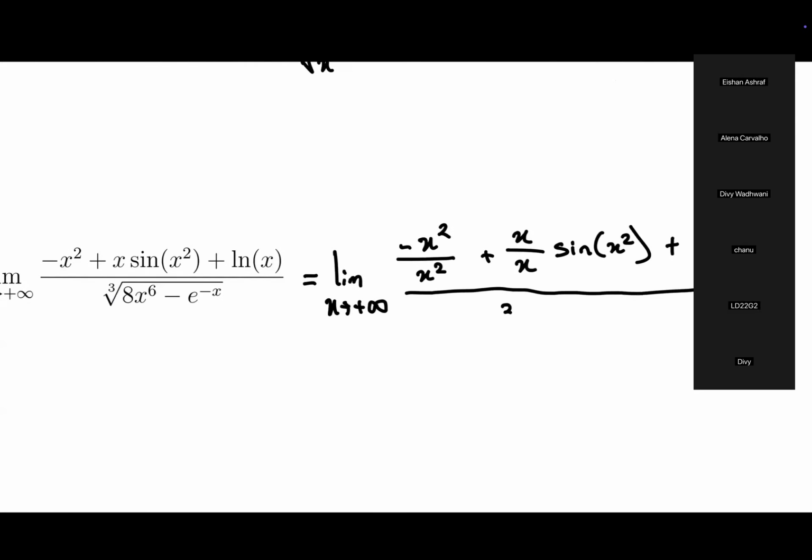And the bottom is the cube root of, using similar logic to the previous question, we could just bring it inside, and the x squared then becomes an x to the 6 minus e to the negative x over x to the 6. Just clean this up a little. All right, there we go. So now let me simplify down.